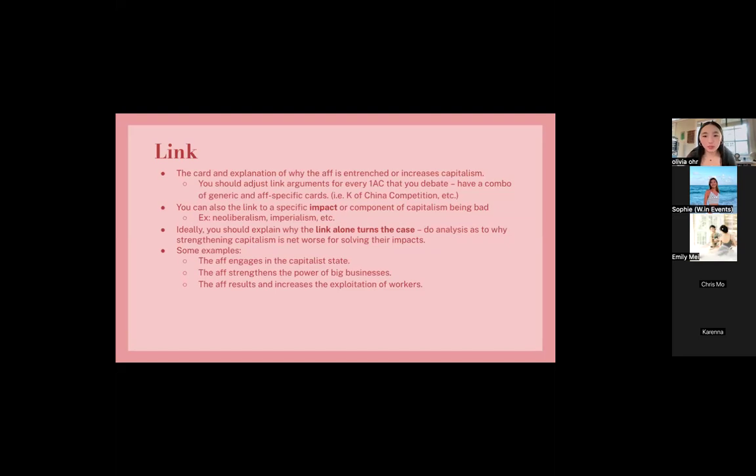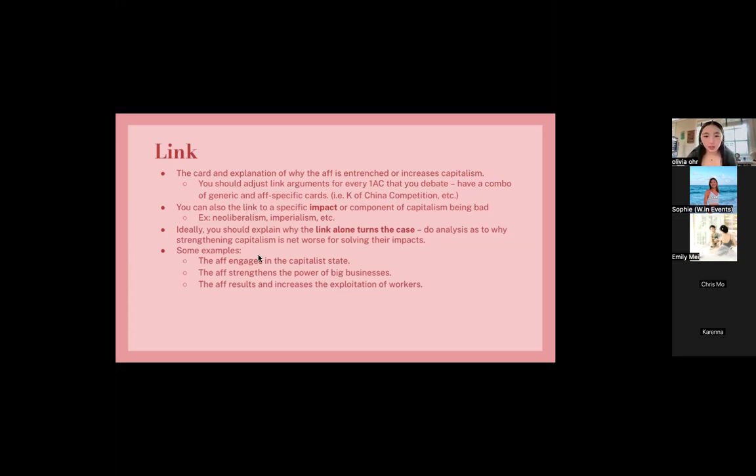Some examples of generic link premises that people go for: the aff engages in a state or the government that is tied to capitalism, which is bad. Another one could be the aff strengthens the power of big businesses to exploit their workers. Another one could be the aff results in and increases the exploitation of workers, etc.